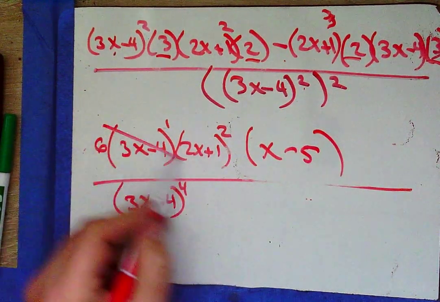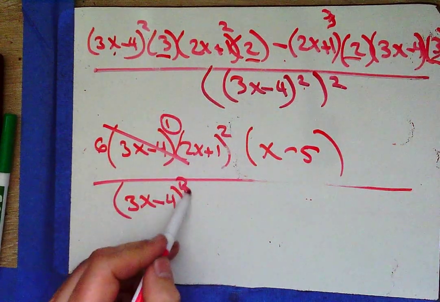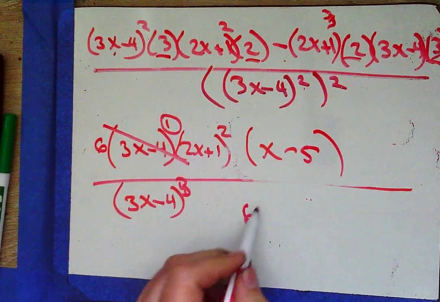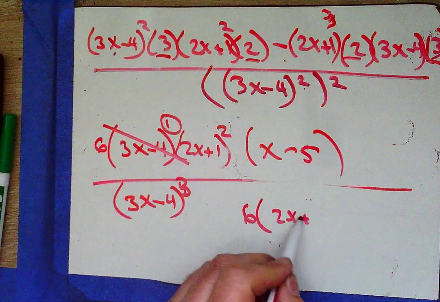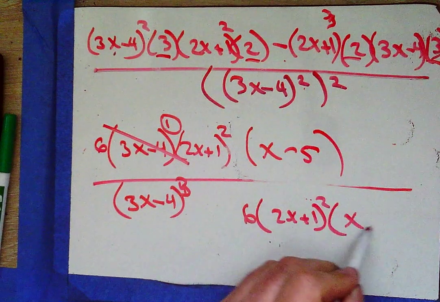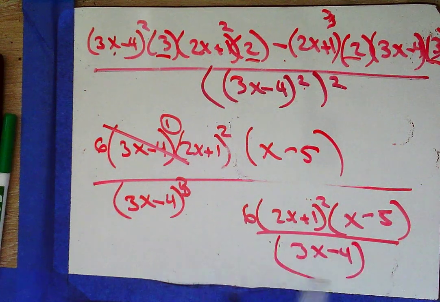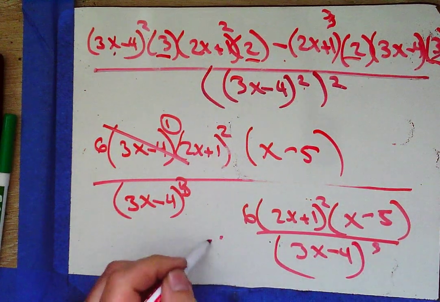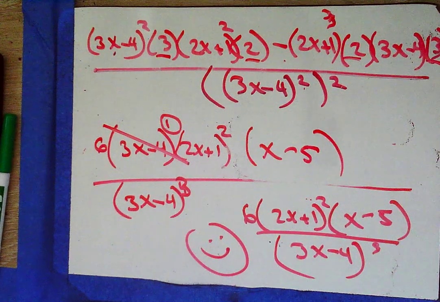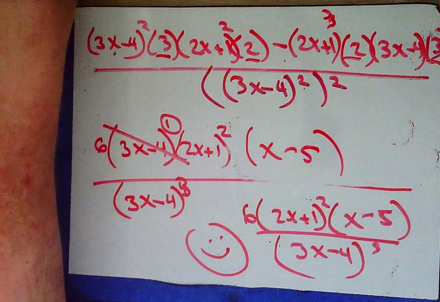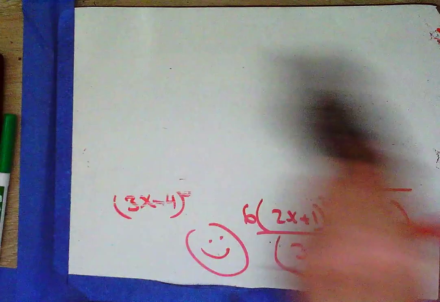And then here, I notice that this can cancel one of these. So my final answer is 6, 2x plus 1 squared, x minus 5, all over 3x minus 4 to the third. Yay! We're done. All right, I got 3 more in mind. And then a closure activity.